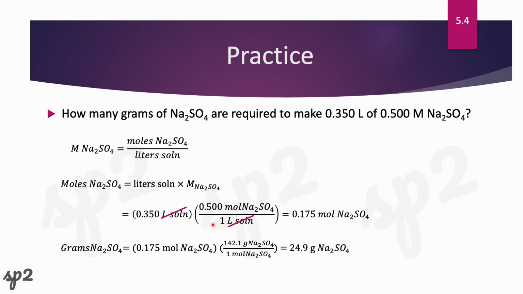Now the next step is converting the moles to the grams, which is going to be based on your molar mass. So starting by the moles given here, 1 mole is going to be 142.1 grams of sodium sulfate. Again, you can check your units. They have to be consistent. You can cross them out. So your final answer is going to be 24.9 grams of sodium sulfate.